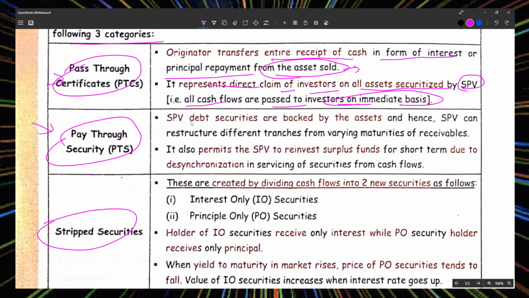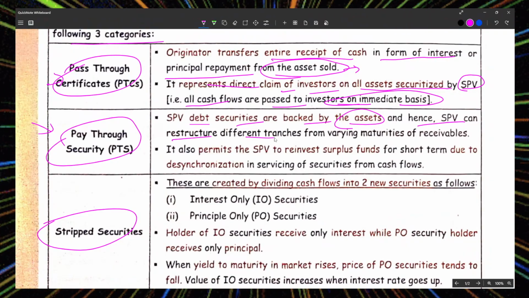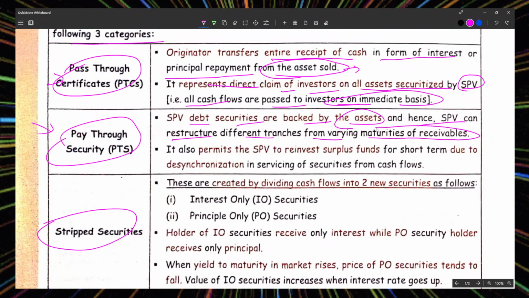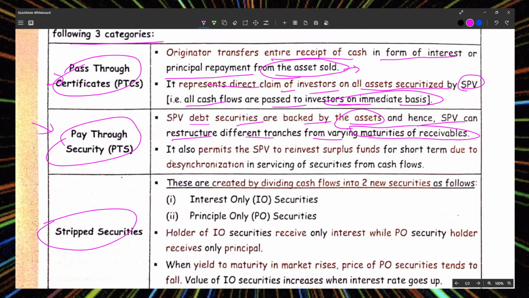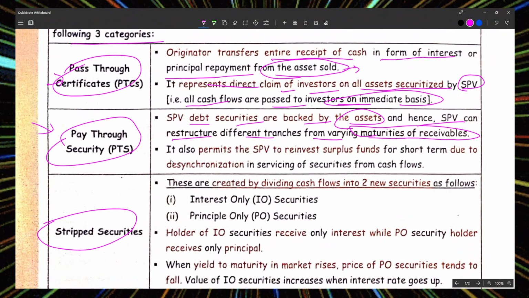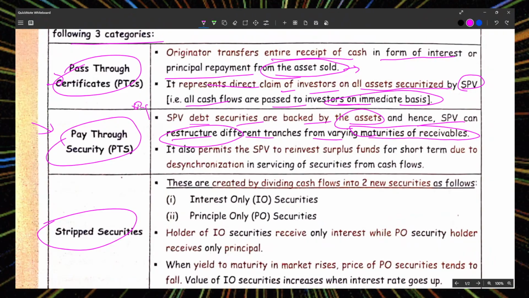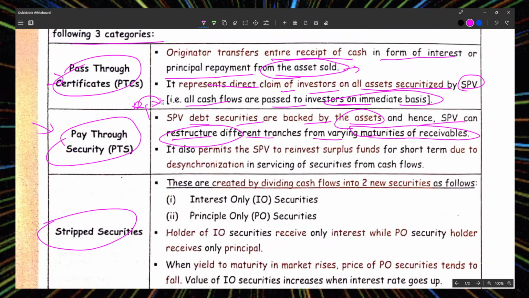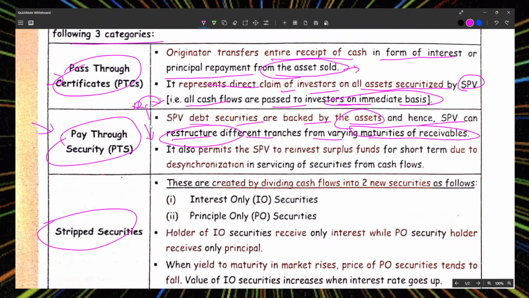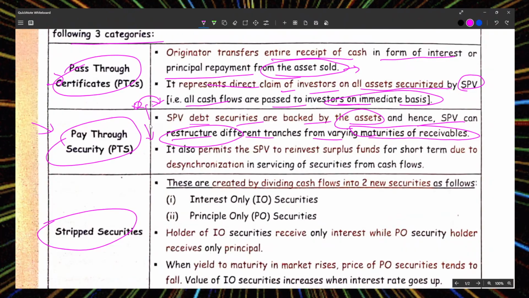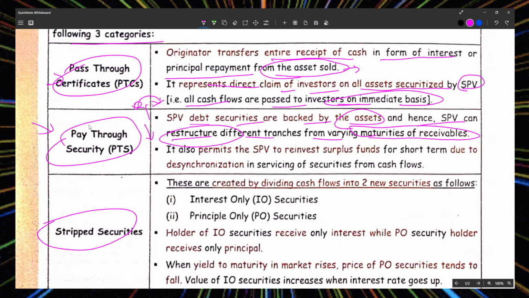Pay through security. What? The SPV's debt securities are backed by assets, and hence the SPV can restructure different tranches with varying maturities for the receivable. So every security is backed by an asset, correct? When they want, each tranche will be changed from this tranche to that tranche. So I want to repay this tranche, and from that tranche I will transfer to A tranche or B tranche. They will restructure the receivable based upon the payment I want to make now.